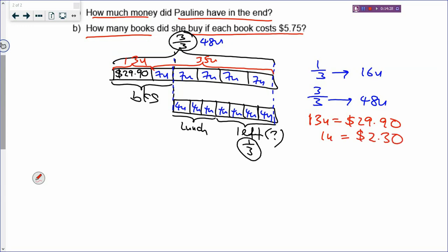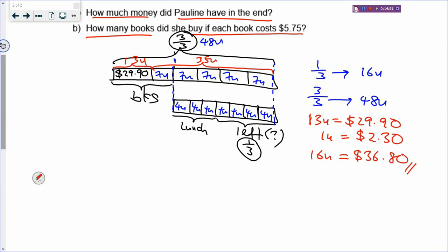And once you can find what is 1 unit, you can solve the problem. So how much money did Pauline have in the end? Which is 16 units, right? She has 1/3 of the money left, which is 16 units. So 16 times $2.30, and you will get $36.80 left. So that's the money that she has left. Alright, so you got part A already.